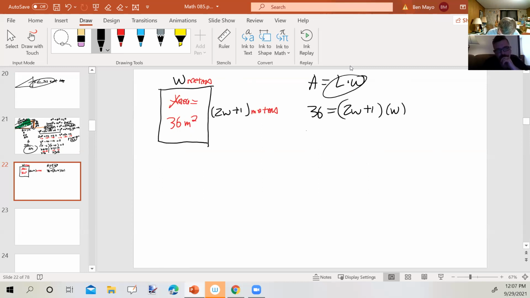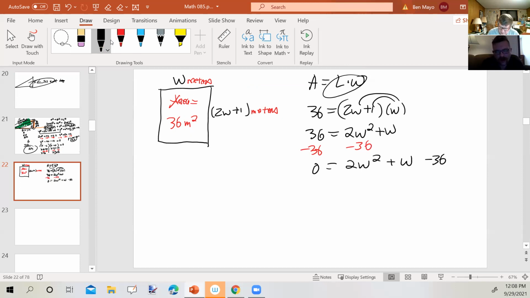Anyway, so we've got the following. 36 equals 2W squared plus W. I'm going to subtract 36 from both sides. So I get 0 equals 2W squared plus W minus 36. Okay. So I now have a second degree equation in standard form, set equal to 0. I'm going to have to use grouping or trial and check. I'm going to use grouping.